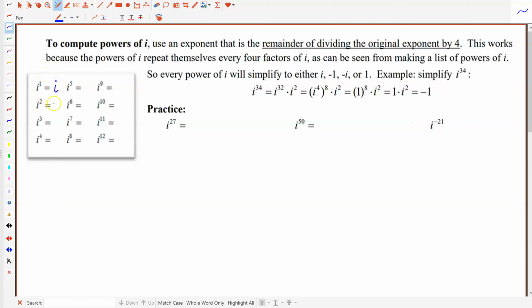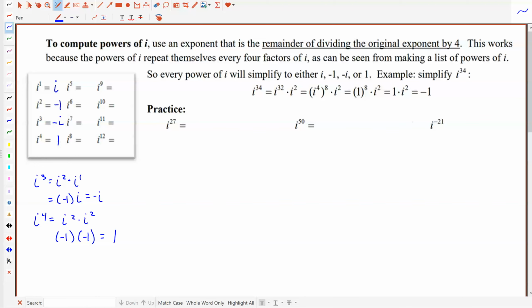i squared is equal to -1, and that's by definition of what i squared is. i to the third power can be thought about as being i squared times i to the first power, but i squared is just -1, so you get -1 times i, which is just -i. And then i to the fourth power can be thought of as being i squared times i squared, but i squared is just -1, so you get -1 times -1, which is just 1.